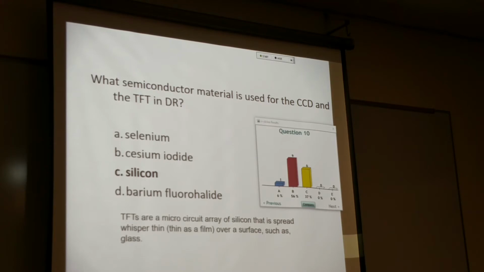Barium fluorohalide is in our PSP plates. Those are in our imaging plates. So go back and look through what all the different phosphors do for each area, CR and then DR. Okay.